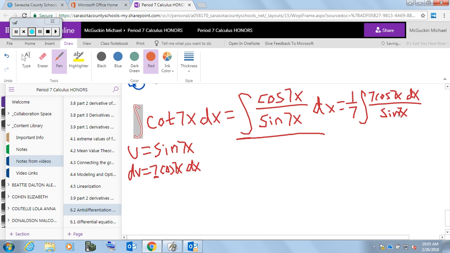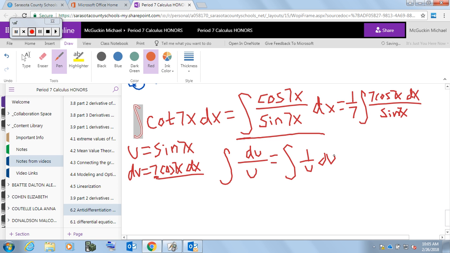So let's take a look. Now 7 times cosine of 7x dx, that is our du, and sine of 7x was u. So swapping out our u's, we are now going to be getting the integral 7 cosine of 7x dx is du over u, because u was sine of 7x. Hopefully that is looking extremely familiar to you. I'll rewrite it like this if it helps you out even more. Now it's 1 over u times du.